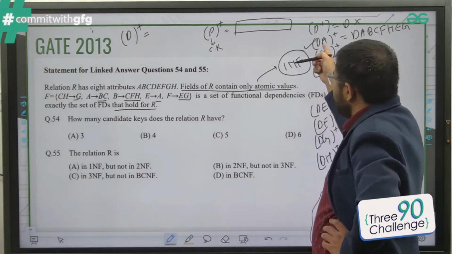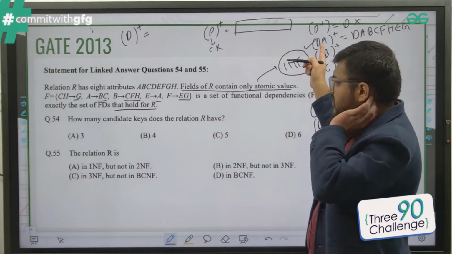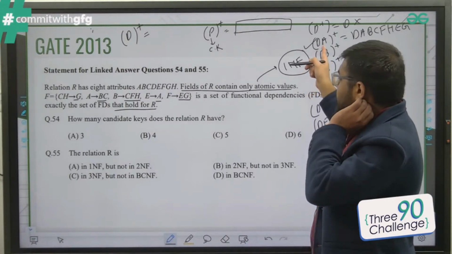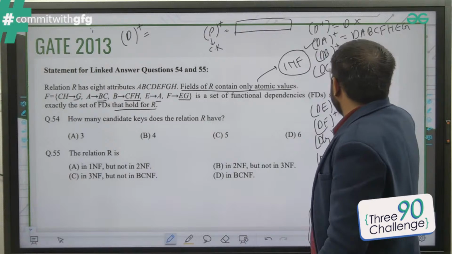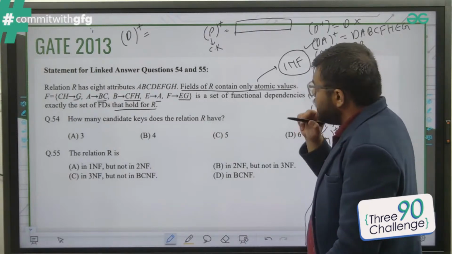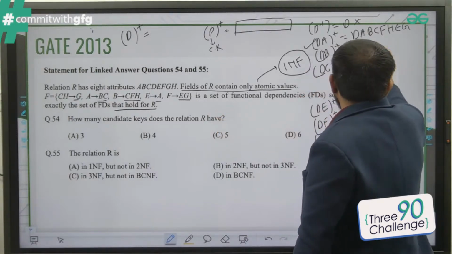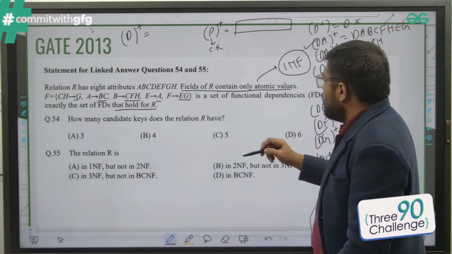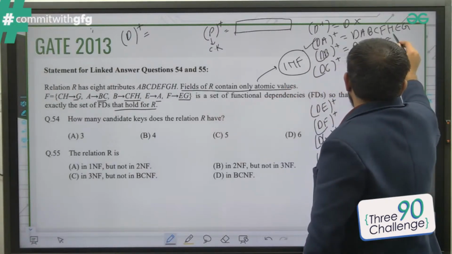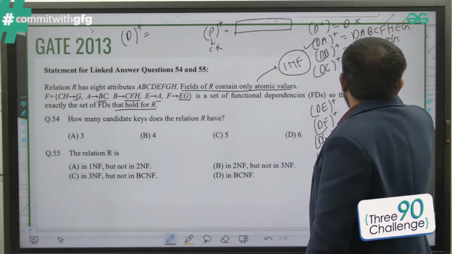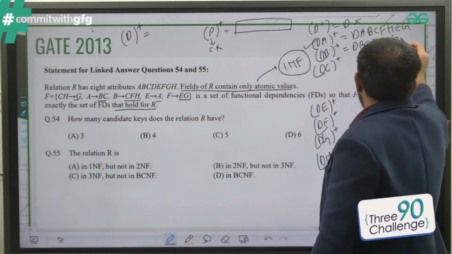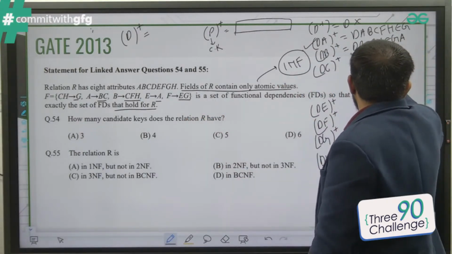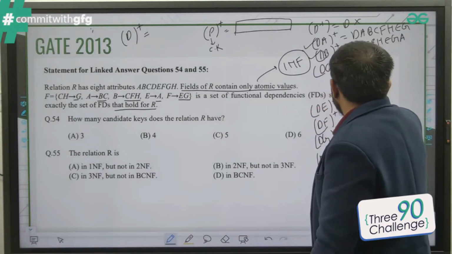Now I cannot add any more attributes to DA, because that will not be a candidate key. Candidate key means minimal key. DB plus: D will give me D and B. Now from B I can get CFH. From F I can get EG. What is left? A is left. Can I get A from somewhere? If I have E, I can also get A. So A, B, C, D, E, F, G, H. This is also a key.